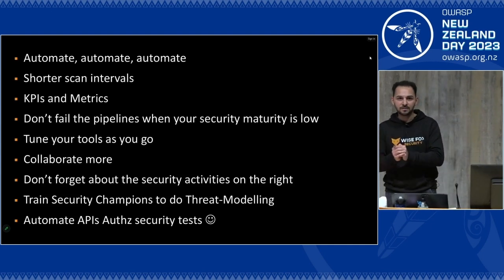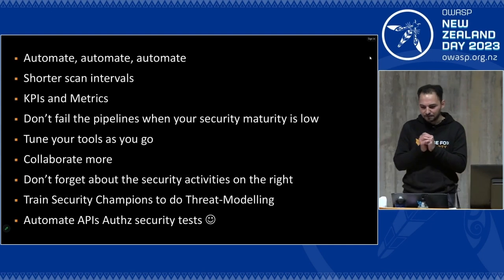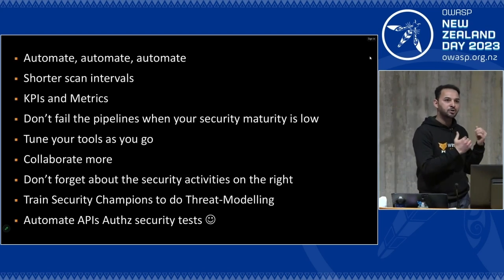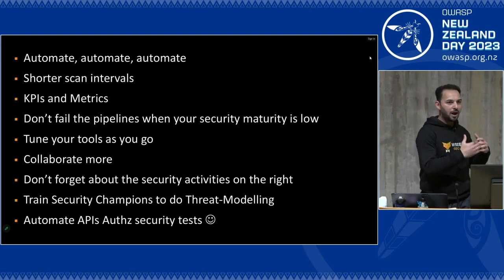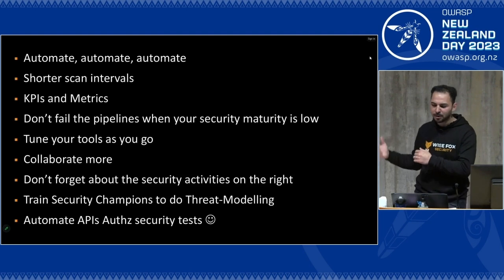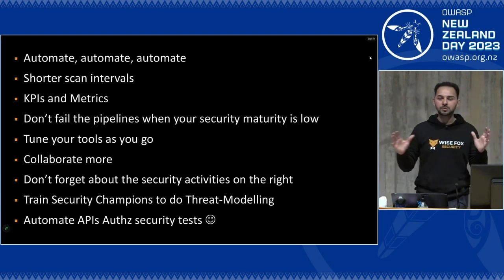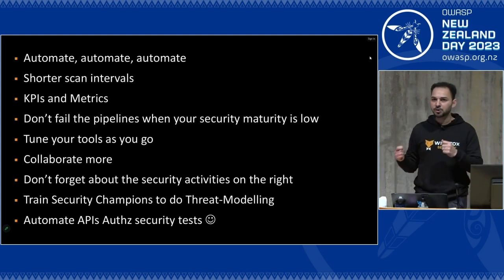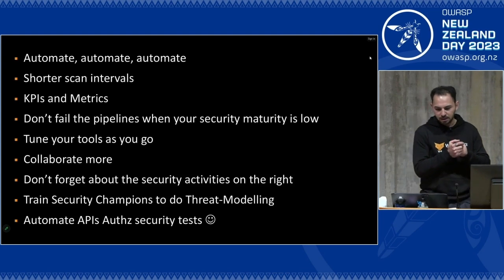Measure your success using KPIs and metrics. Define them and measure yourself on that. Don't fail the pipelines if your DevSecOps maturity is low. Only start to fail pipelines once you know that your tools are fully tuned and you have what it takes to start failing the pipelines. Then you have to tune your tools. Don't just use out-of-the-box tools with their default configuration. You have to make sure that your tools are tuned based on your application's context.